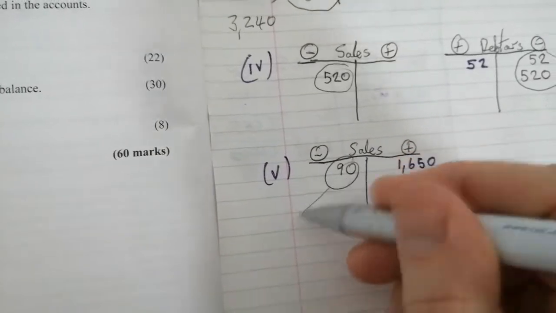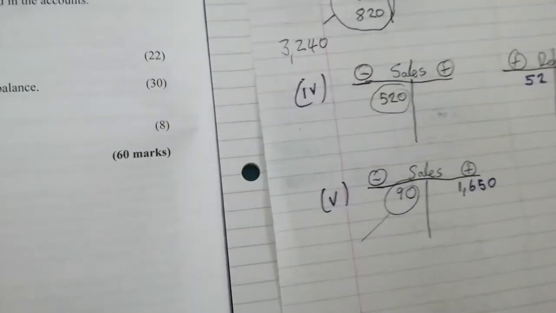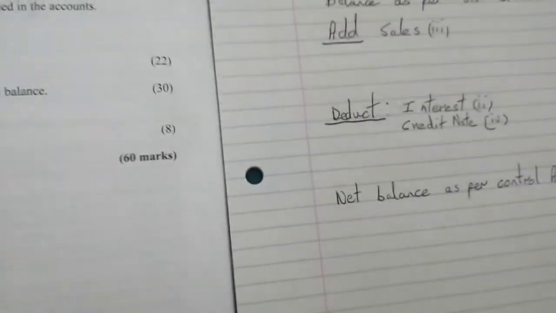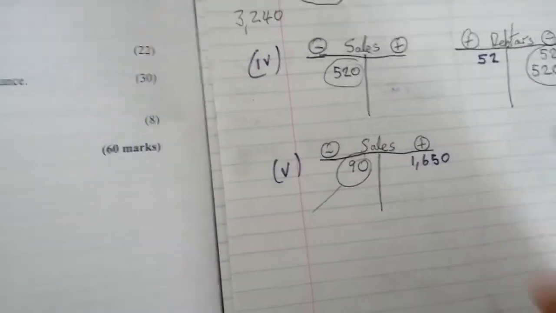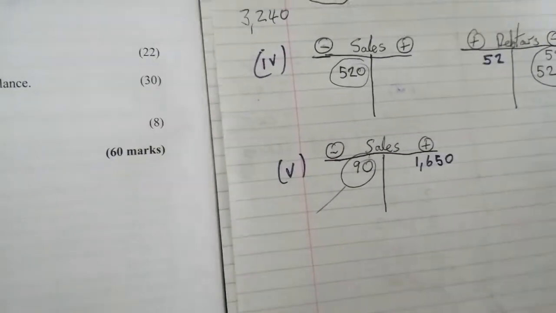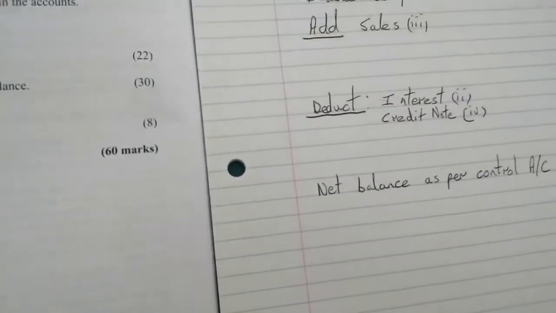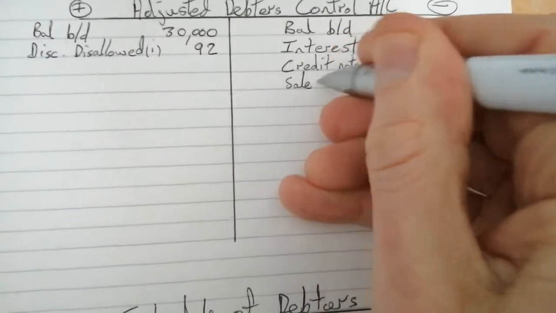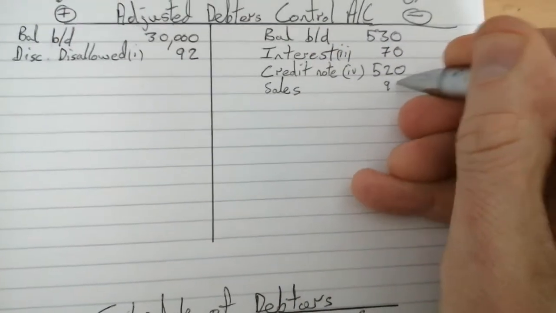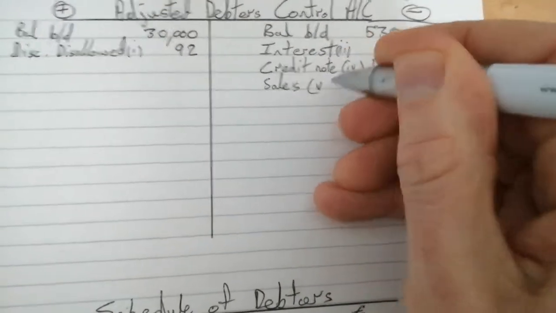And so this is what we're then going to bring over to the debtors control account, or adjusted debtors control account. Now remember as well, if it's on this side in our workings, it's on the opposite side in the debtors control account. So we could put up here sales and 90 euros. Oh, and what part was it? Part 5, I believe. 90 euros.